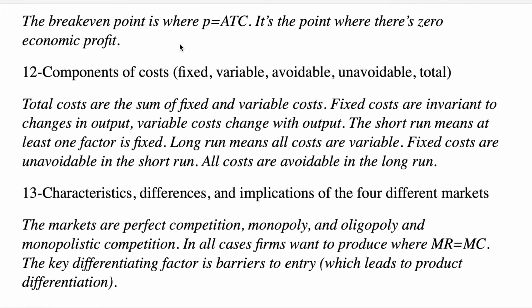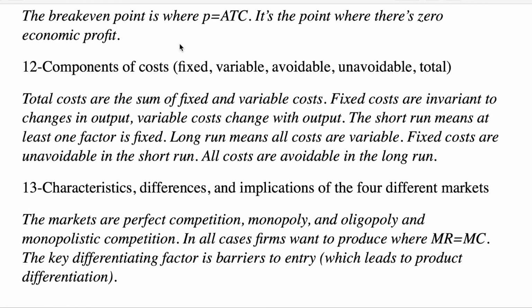Break-even decision: the break-even point is where price is equal to marginal cost at the minimum of average total cost. It's the point where there's zero economic profit. If price is higher, then there's economic profit. If price is lower, then there's a loss. And if price is below average variable cost, well, then you'll want to actually shut down.